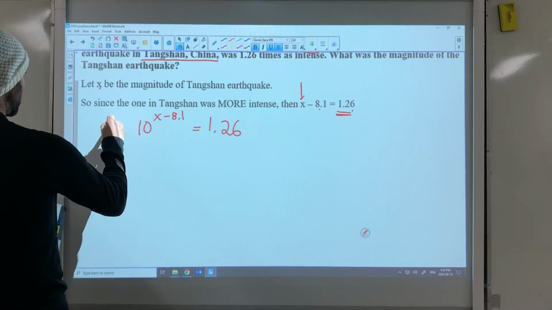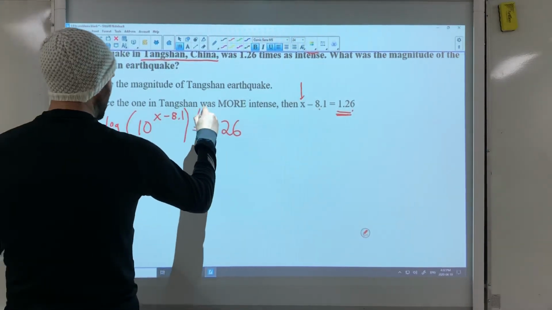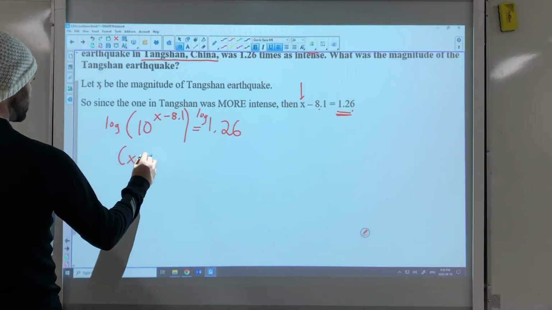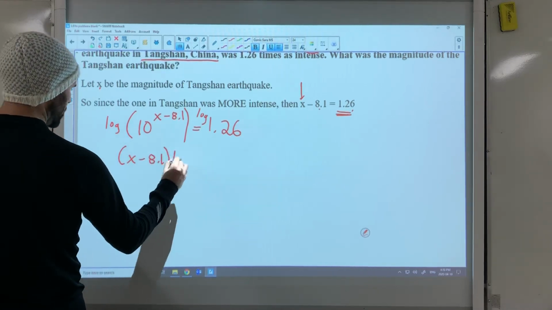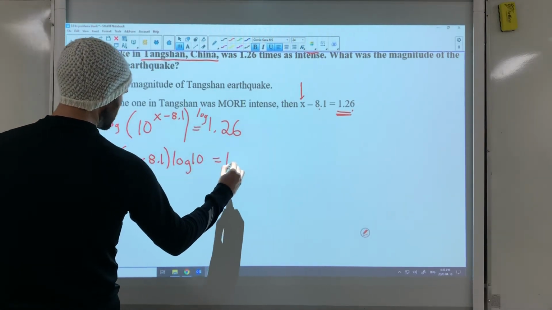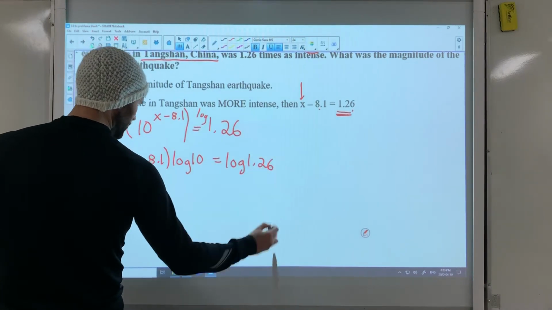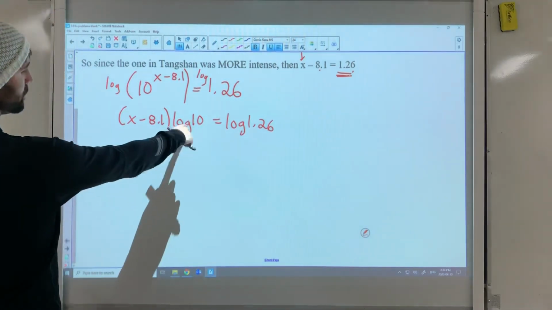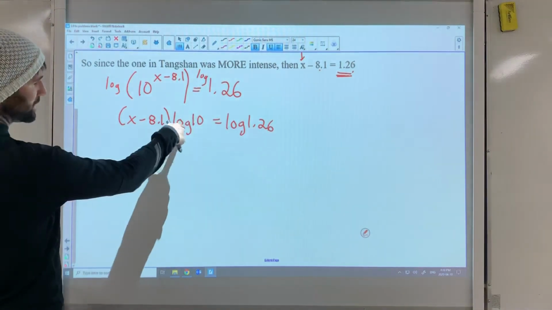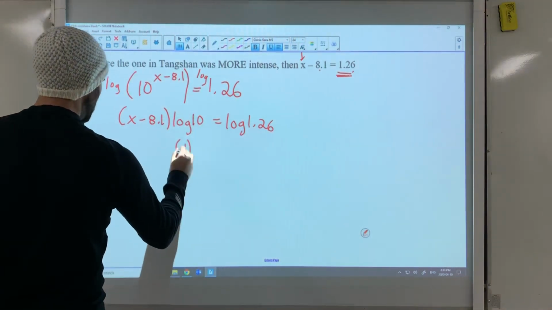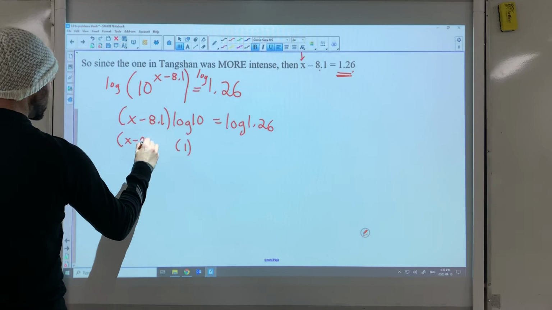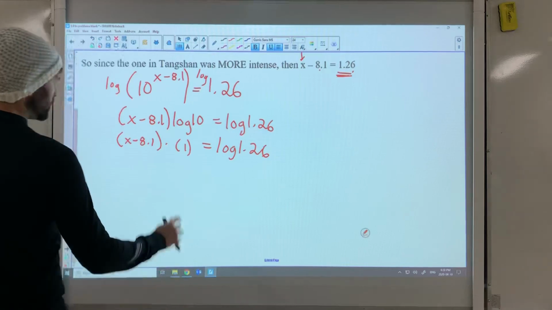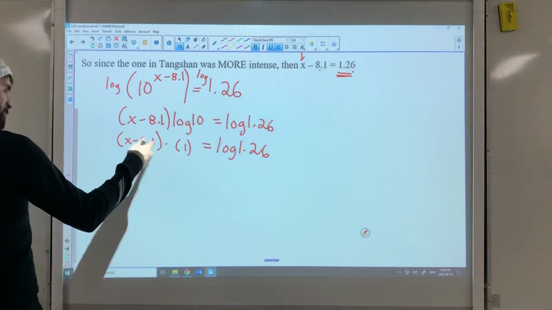So you're going to apply log to both sides, so log of all this stuff and log of that. And now you can use the power law to bring the x minus 8.1 down in front of the log 10. And then on this side, you just got log 1.26. So it's looking good. Now, you can actually evaluate log 10, right? So log 10 is just 1, because the base is 10, the argument is 10. So you have 1 times x minus 8.1. Those are being multiplied together. We're almost done. So 1 times anything is just itself. So you're going to have x minus 8.1.